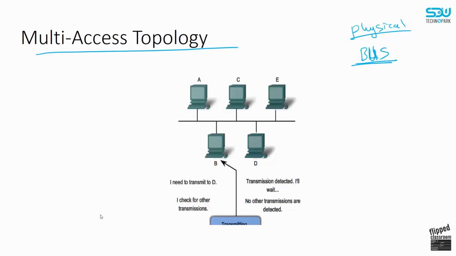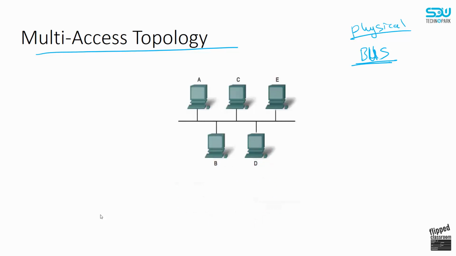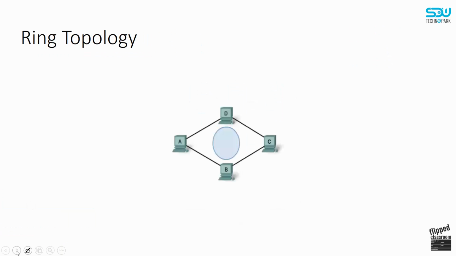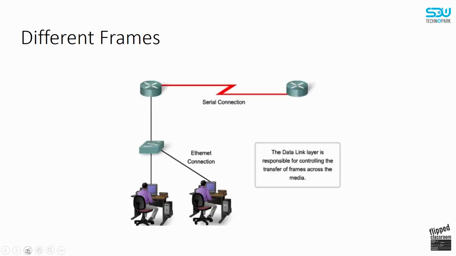And there can be a situation where two devices send information at the same time. I think that is not listed in this example, so maybe we'll have it later, but I already showed you. And the ring topology. Okay.